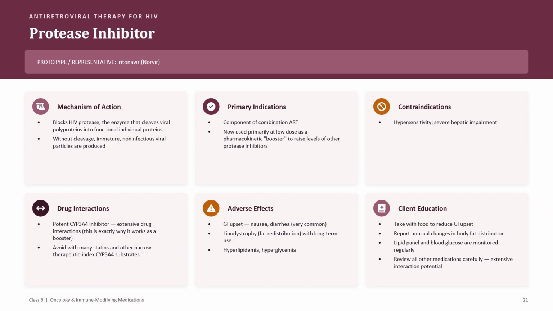So basically, anytime you see a patient on ritonavir, a full medication review is not optional. It's essential. We want to make sure there are no other narrow margin medications also being administered.